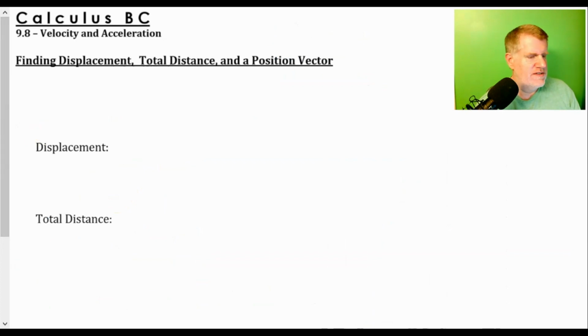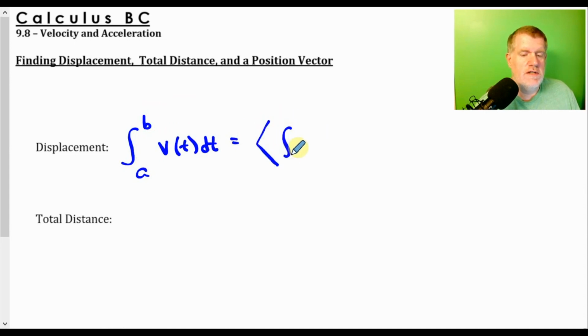Displacement versus total distance. Now I got a couple other formulas for you. So we're going to do the displacement. So displacement would be an integral. Because remember, if you have velocity, then you can find distance and displacement. So it's the integral of the velocity that gives you the displacement. And of course, that would be just broken up into its components. It would be a to b of the x component, and from a to b of the y component of velocity. I'm sorry, so I should say x prime and y prime, because it'd be the velocity of x and y.